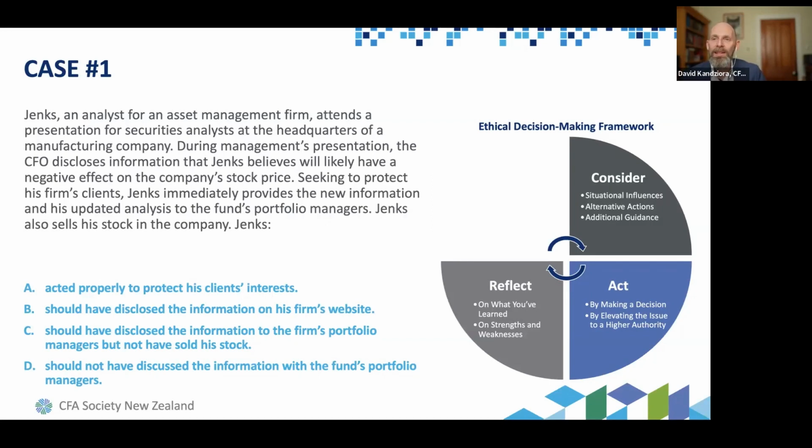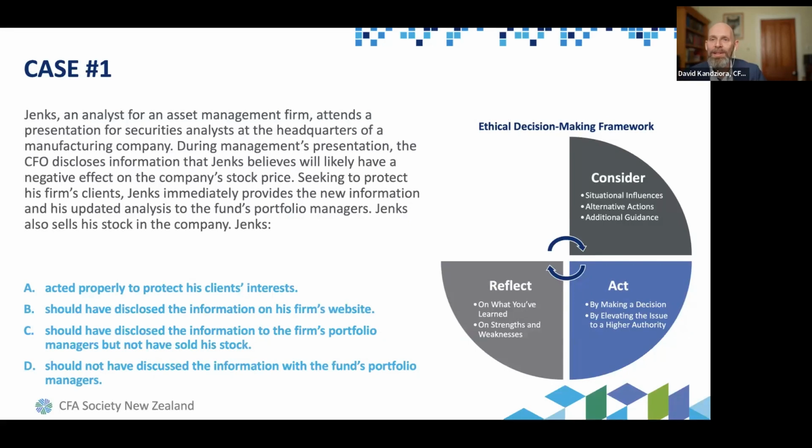In this case, Jinx has already acted, so that's one issue. He's told the fund's portfolio managers at the firm, and also sold the stock in the company. Did he act properly? Well, it depends on whether you think the information is material non-public information. If it was, then he's violated the standard.